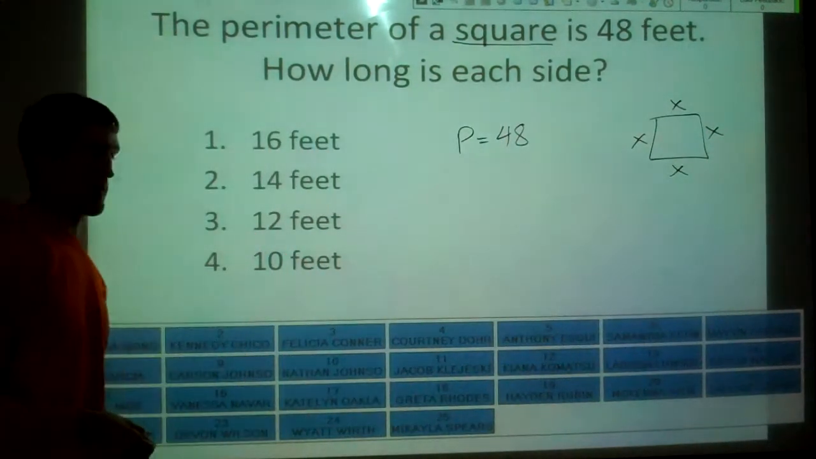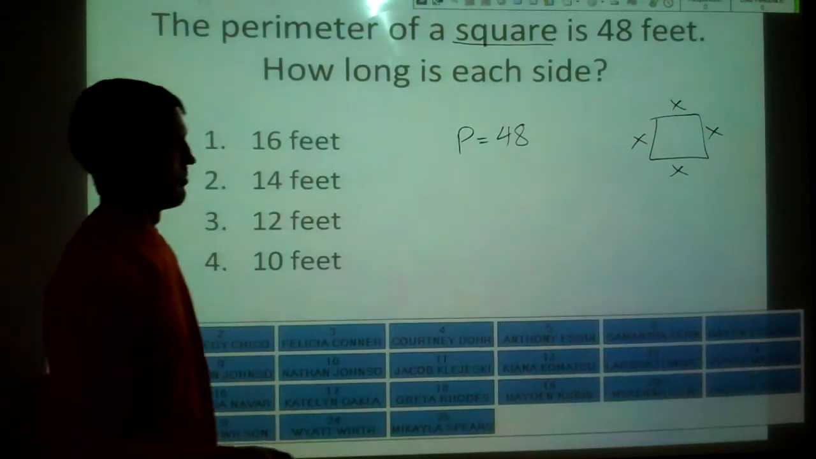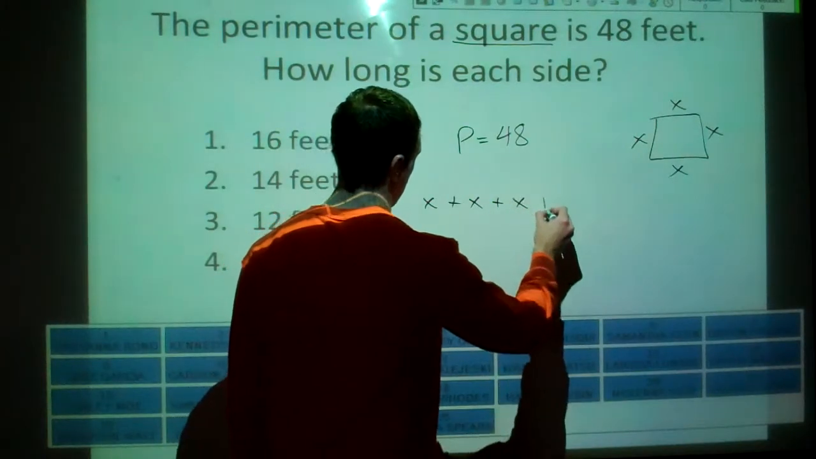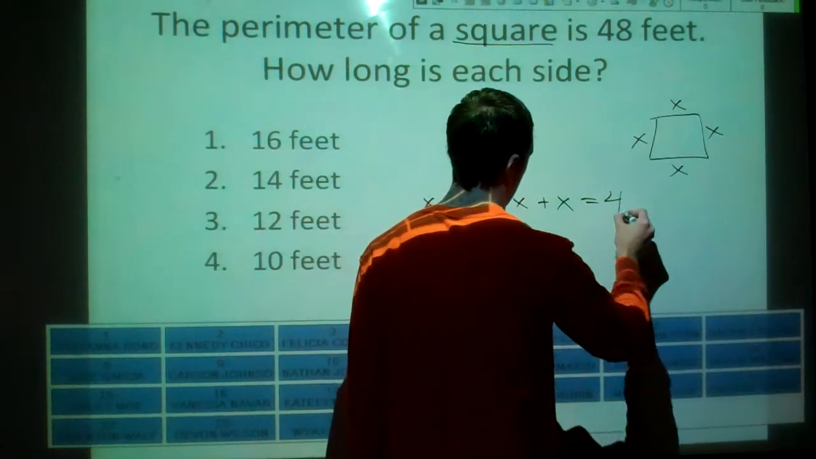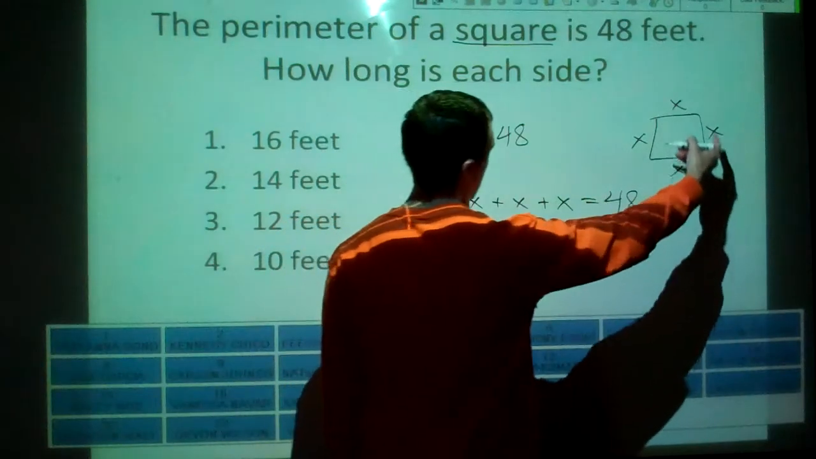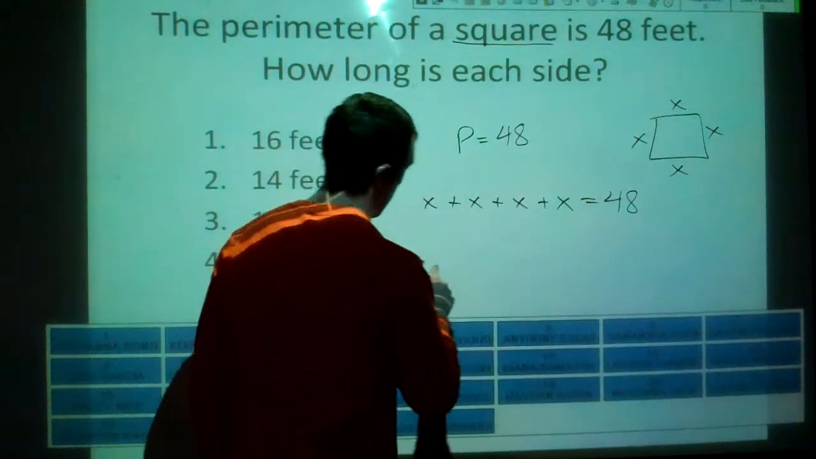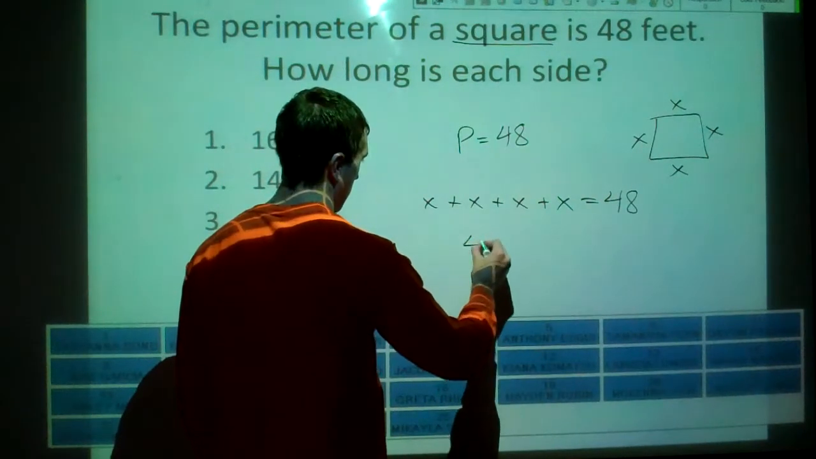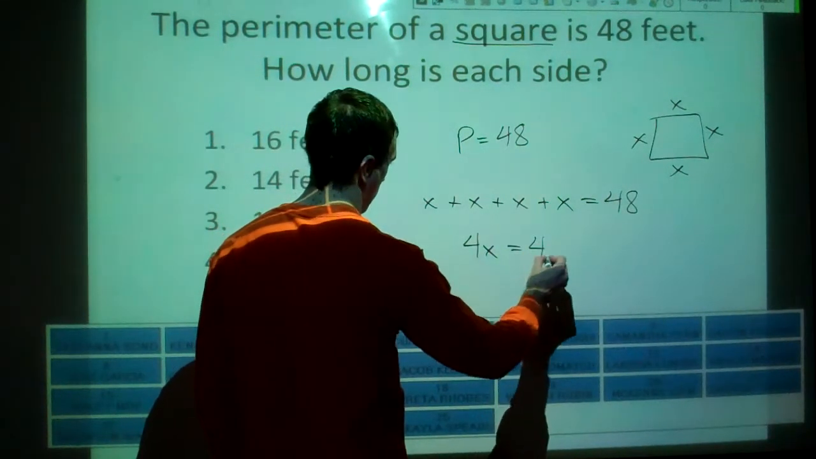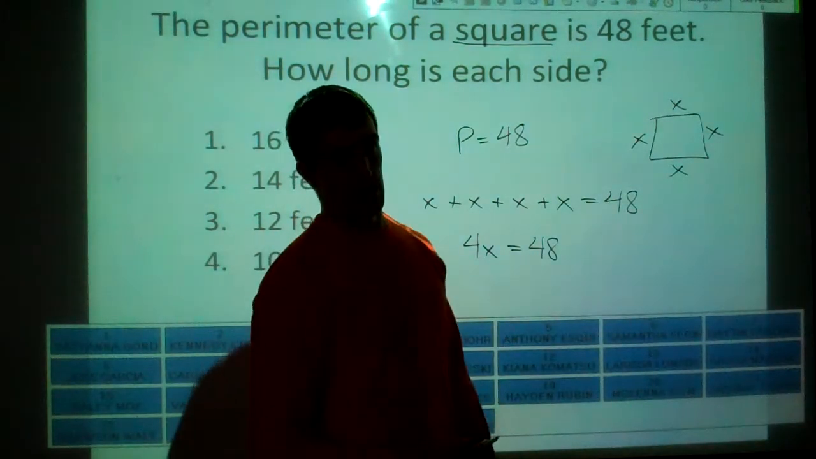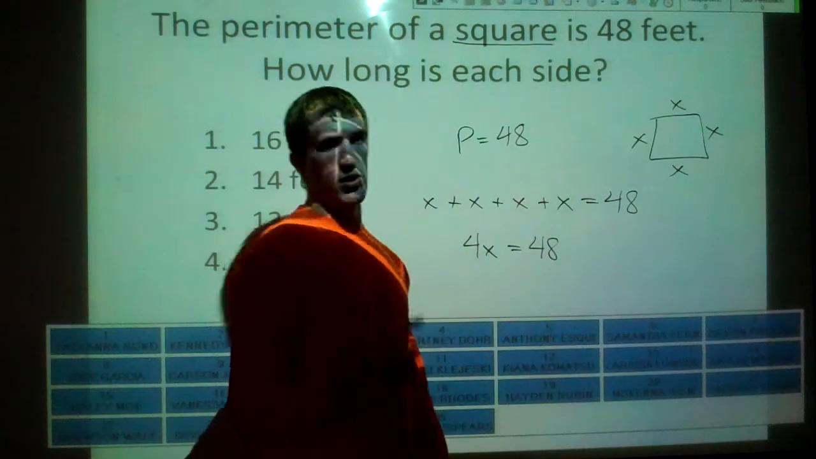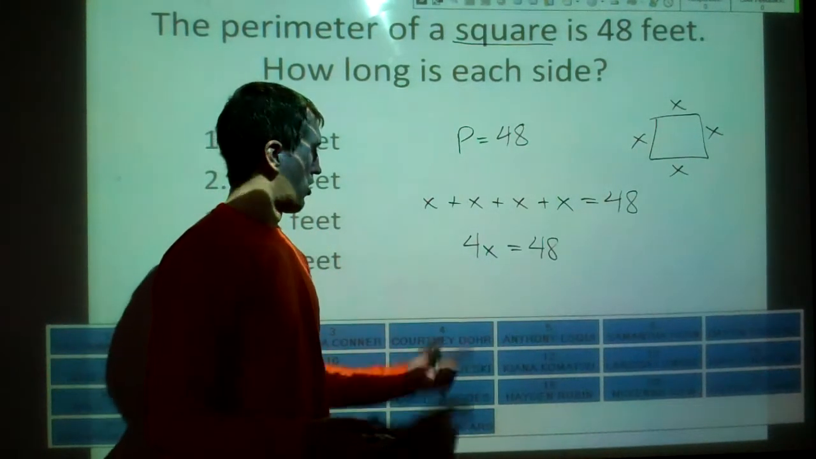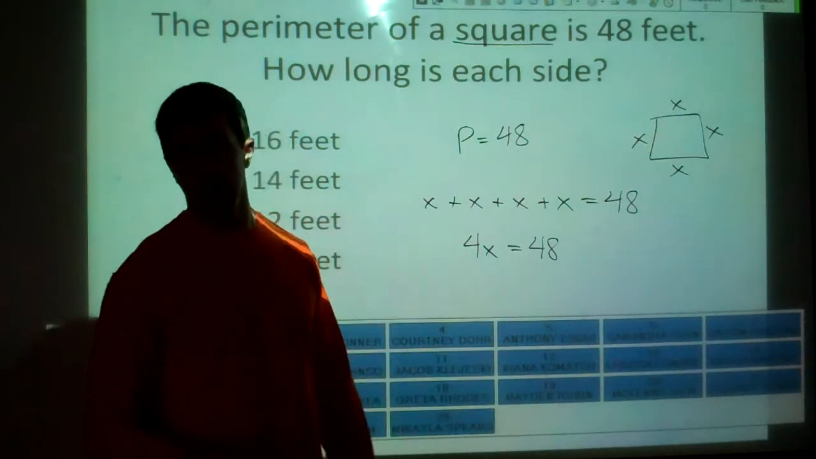We know that all sides have to be the same. So basically what we have here is x plus x plus x plus x equals our perimeter, which is 48. So if we added all these up, we should get 48. This actually means we have 4x equals 48. Or one way you could look at it is 4 times one of your side lengths will give you 48.